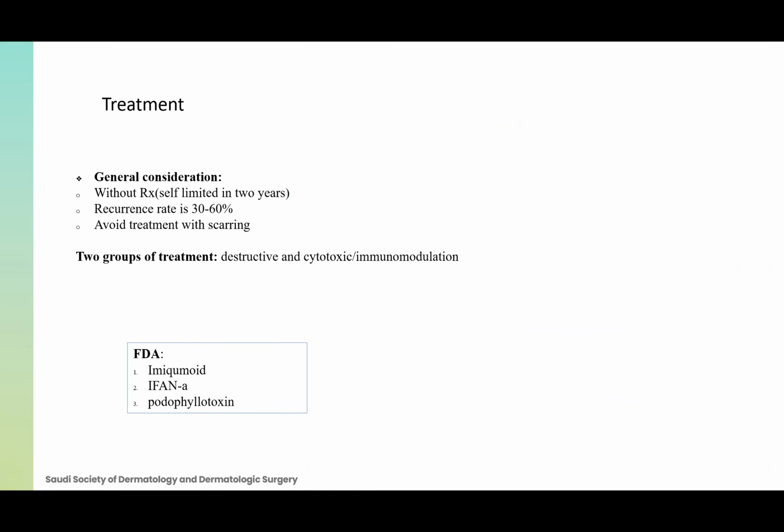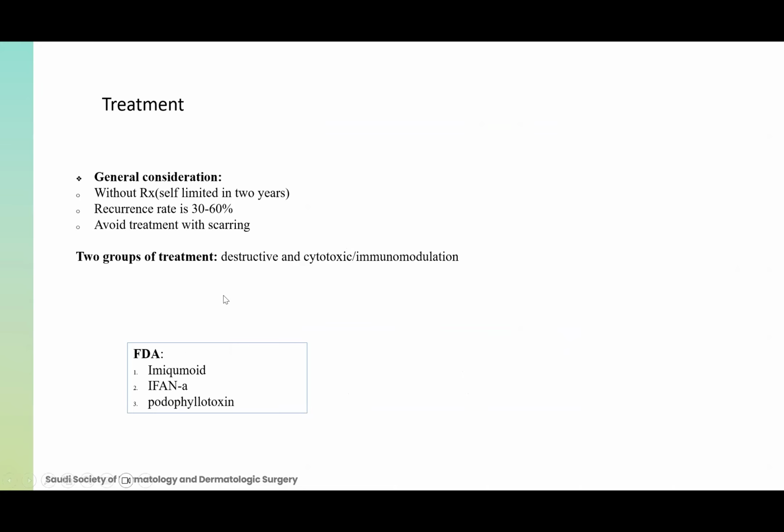So, moving to the last part of wart, treatment, we have several factors. Without treatment, most of the time patients will have spontaneous resolution. However, there is a high recurrence rate of up to 60%, and we also need to avoid treatment with scarring, such as liquid nitrogen or electrocautery.